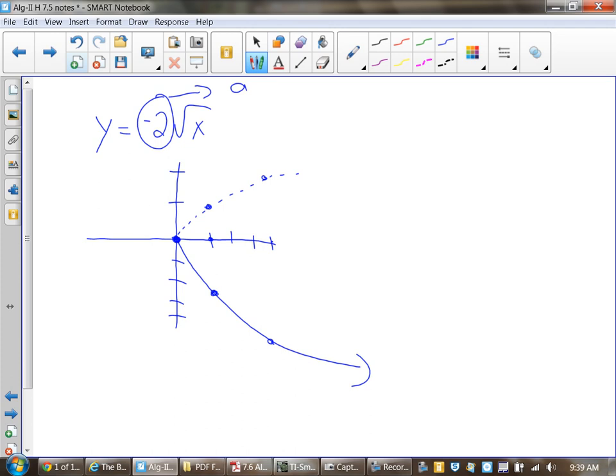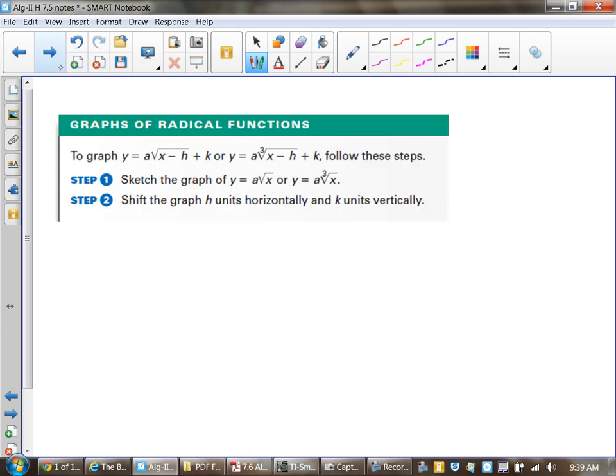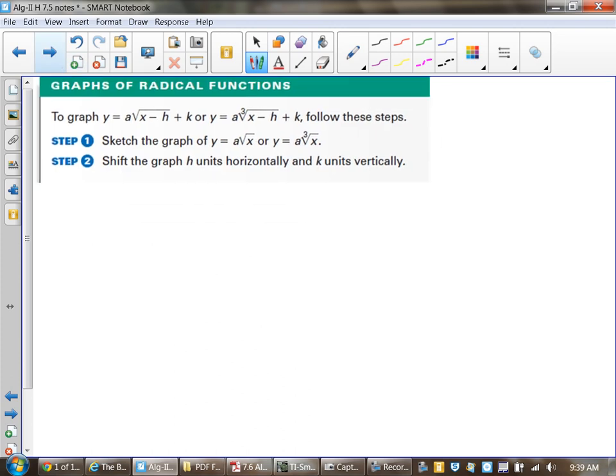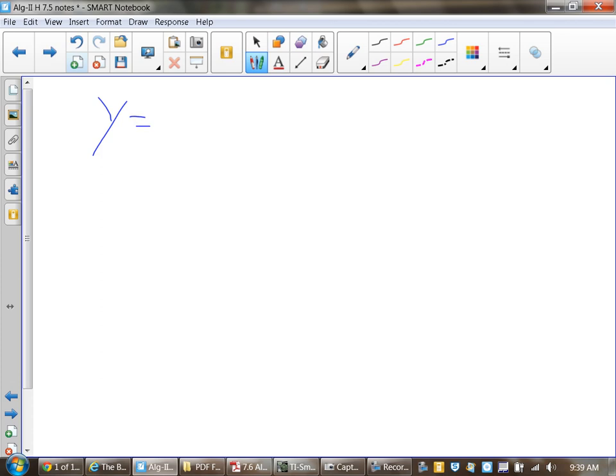So your generic idea: if I have y equals a square root of x minus h plus k, I'm trying to overemphasize putting that plus k value outside of the radical. The h value is on the interior of the radical, the k value is on the outside. And you've seen a's, h's and k's before.